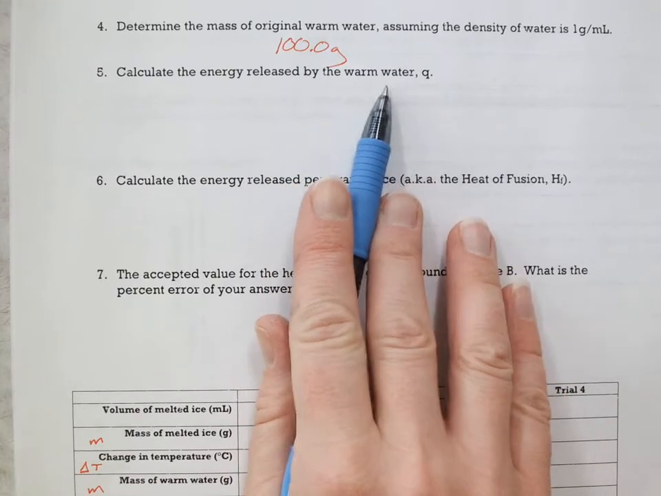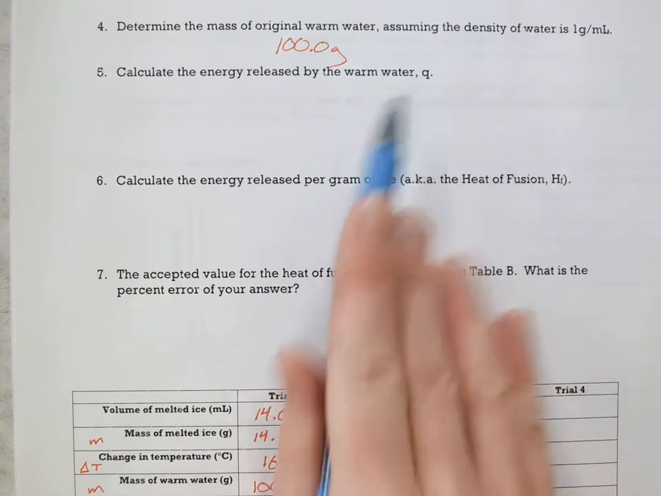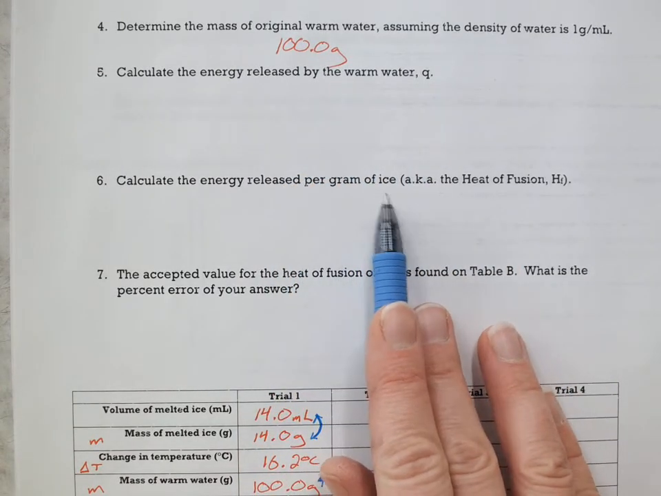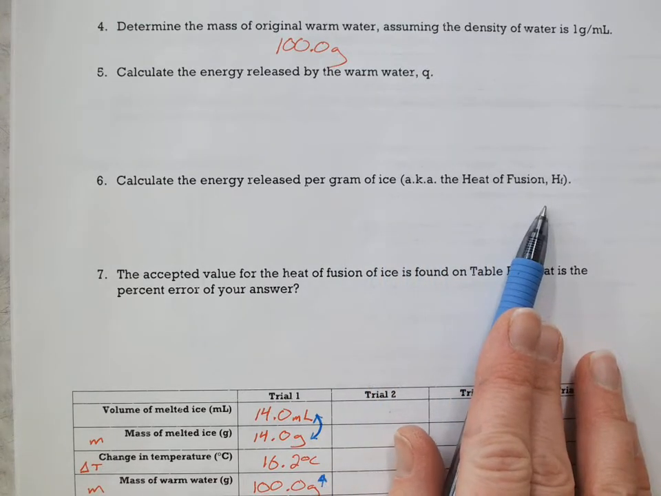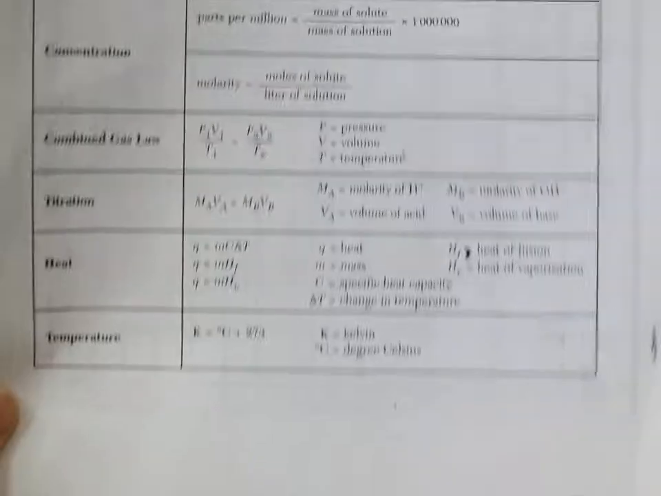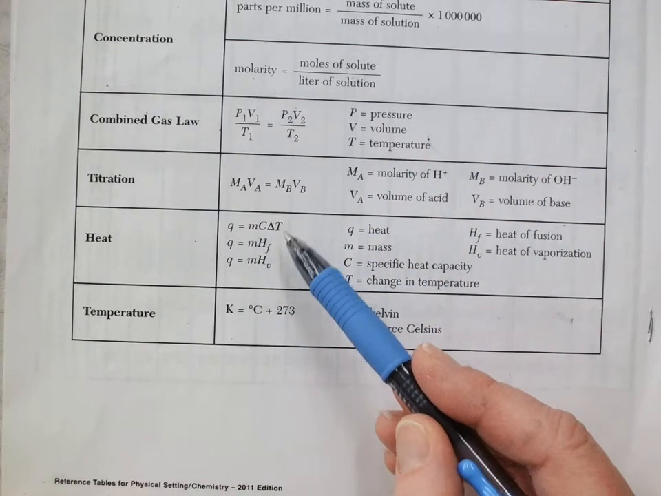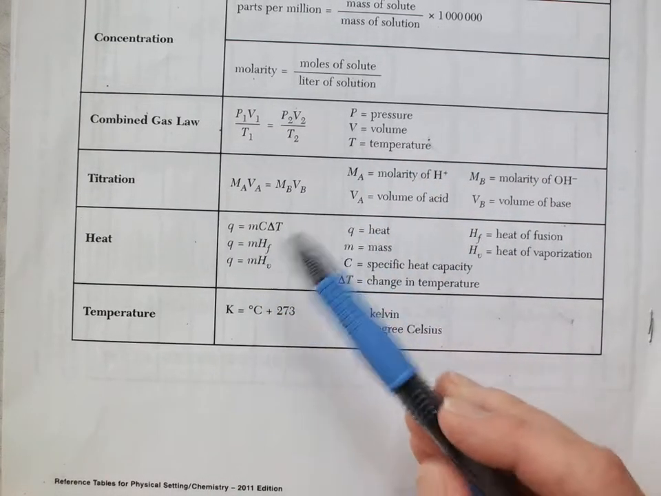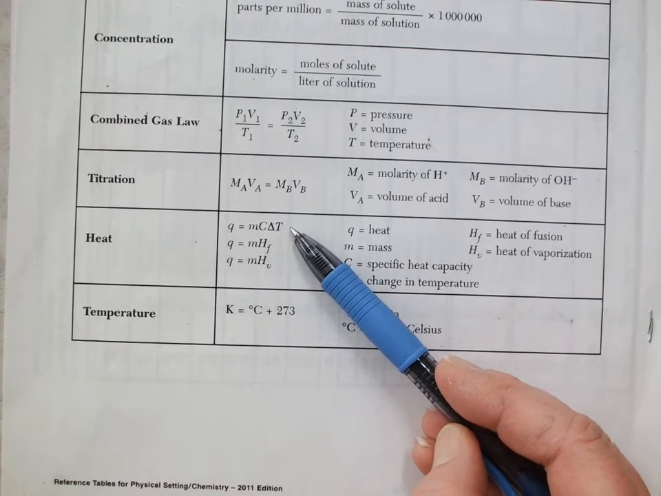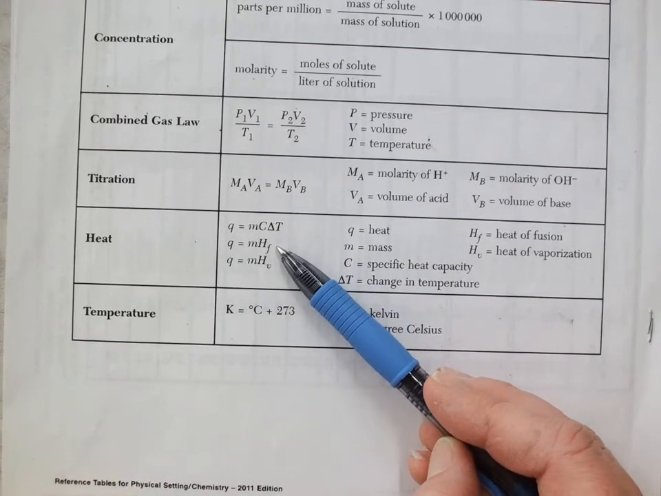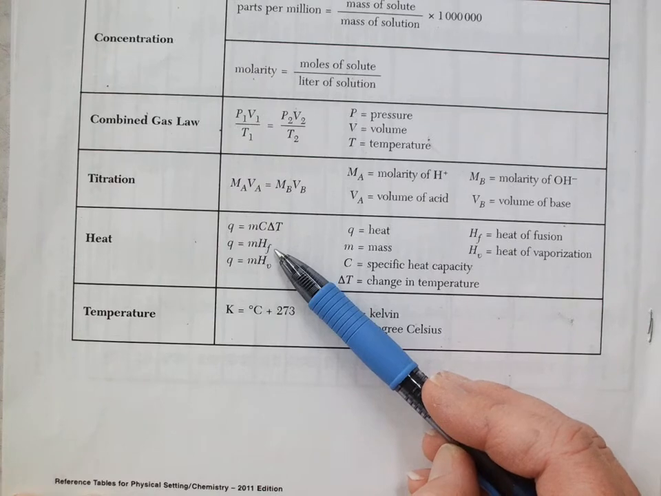The warm water cooled down. It went through a temperature change. The ice melted. It went through a phase change. So if you look at our heat equations, it makes sense that these are the two equations that are going to be involved. Q equals MCΔT is for any temperature change, and Q equals MHf is for freezing or fusion.